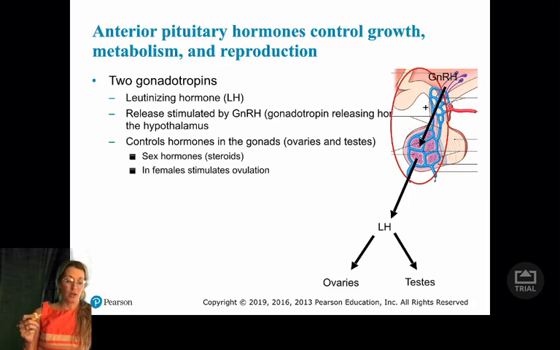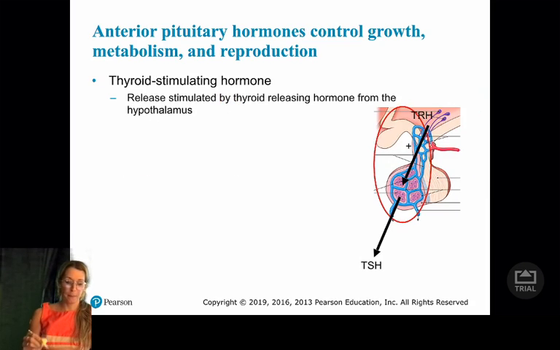Luteinizing hormone, also called LH, same thing, stimulated by gonadotropin releasing hormone. It controls hormones in the ovaries and testes, so steroids, and in females it stimulates ovulation. We will talk about this in detail when we get to the reproductive system.